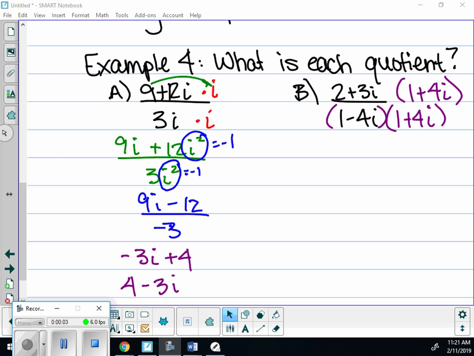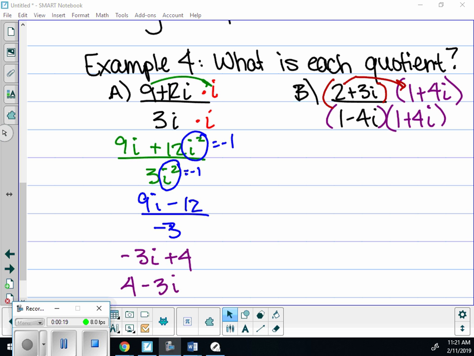Looking at part B. So we're going to multiply by 1 plus 4i. So in the numerator, we have 2 plus 3i times 1 plus 4i. We are going to have to FOIL that.